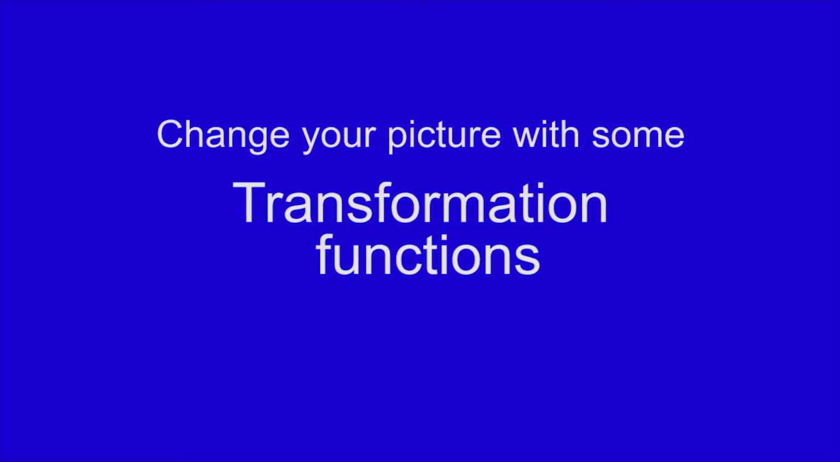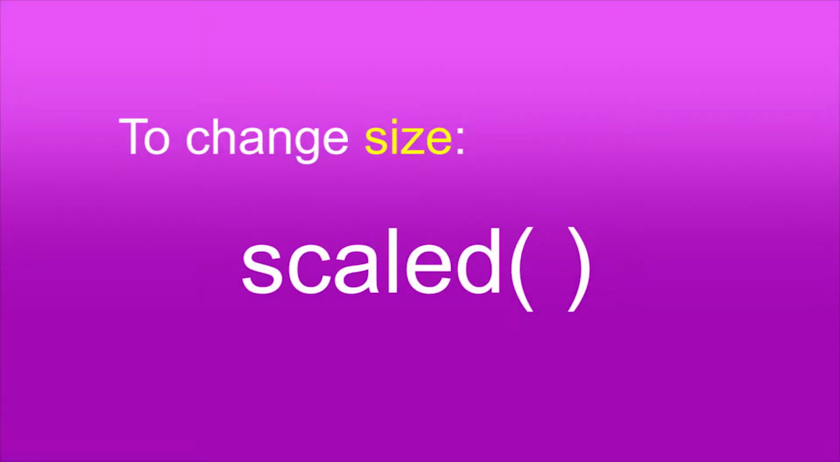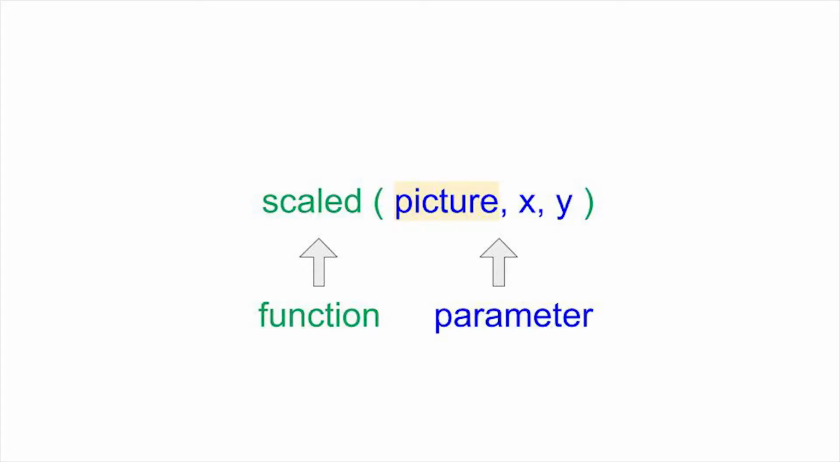Now let's change our picture with some transformation functions. To change the size, we're going to use a function called scaled. Scaled is the function that resizes your picture. The parameter is going to be the picture and then an x and a y variable. Those x and y variables mean how big you're going to make it on the x-axis and how big you're going to make it on the y-axis.